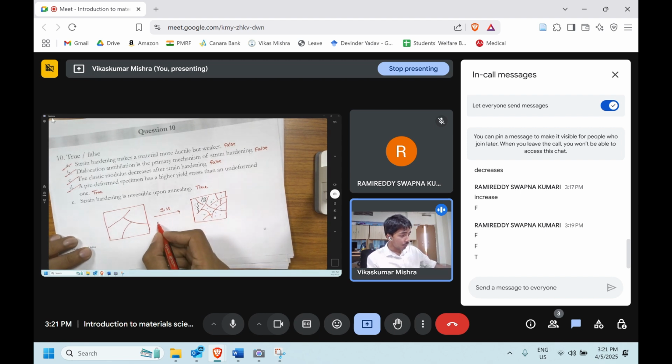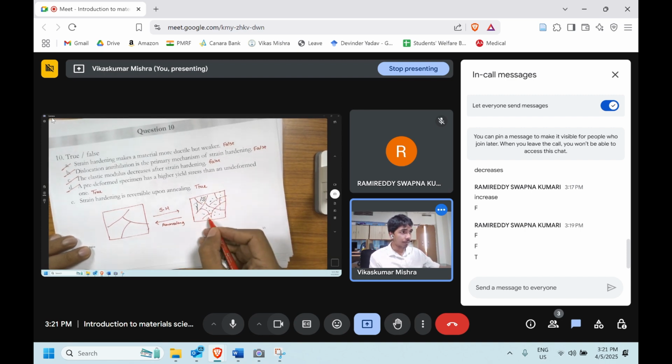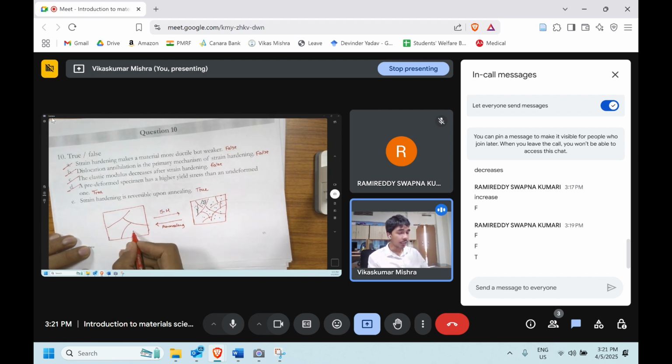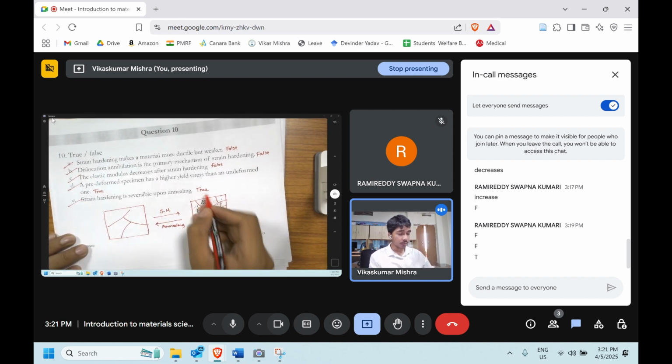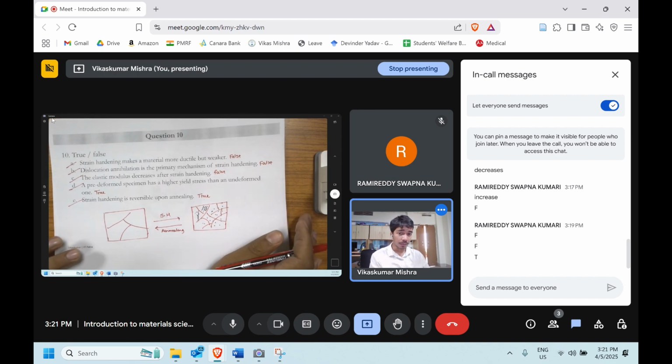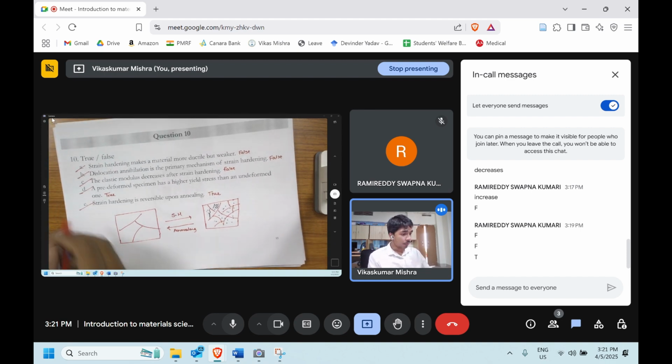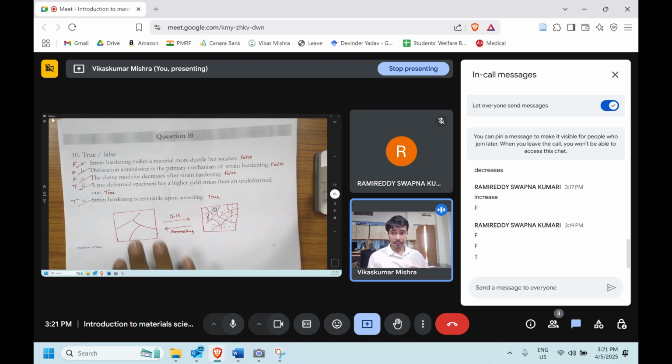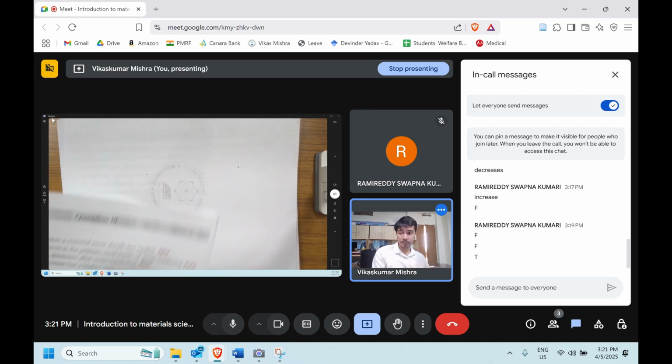While if I do the annealing of this particular material, which I obtained after strain hardening, it will again regain back what it was before. So we can say that the answer is true. So these both are opposite phenomena, two different processes. So we can write false, false, false, true, and then true. If any doubt in these things, please let me know. If not, let's move ahead to question number 11.